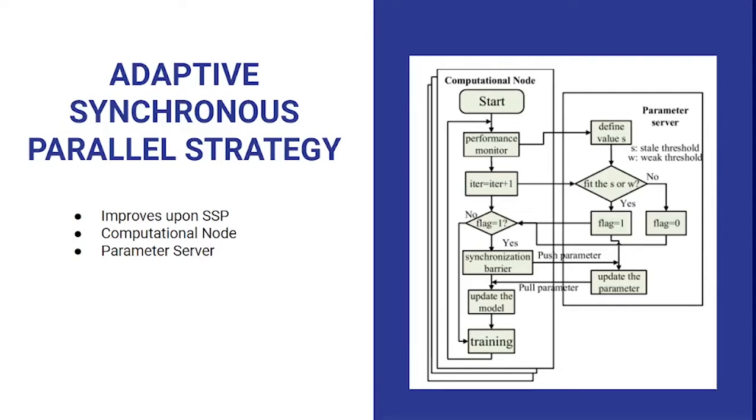The parameter server will judge whether the number of iterations of the computational node satisfies the stale threshold S and the weak threshold W. If the number of iterations reaches the condition of the synchronization barrier, the flag will be set to 1 and sent to all computational nodes. However, if the condition of the synchronization barrier is not reached, the computational node does not need to enter the synchronization barrier. Therefore, in this case, the training is carried out directly with the stale model to improve the training efficiency of the model.